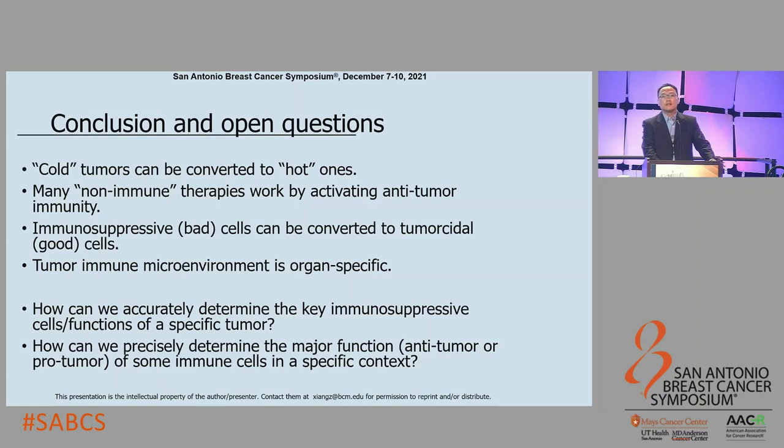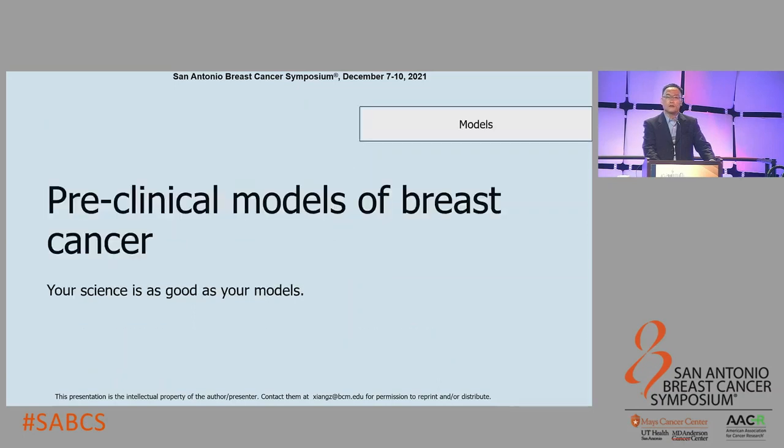If we can see there are multiple immunosuppressive components in the tumor environment, then how can we accurately identify which one is the key? Which one should we target? As the ecosystem is very complicated. And for the same immune cell type, how can we distinguish the different functionality of it in a specific context? These require more research going forward.